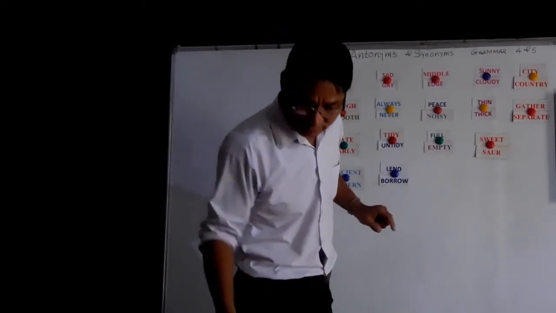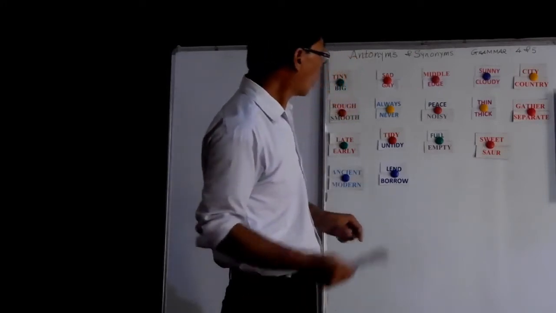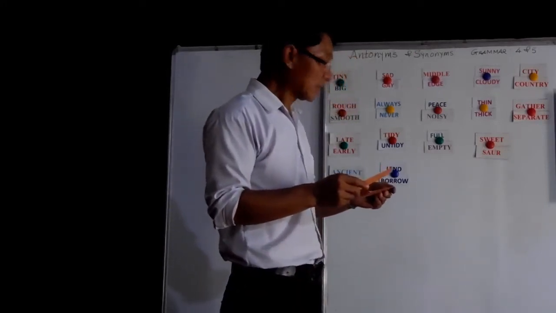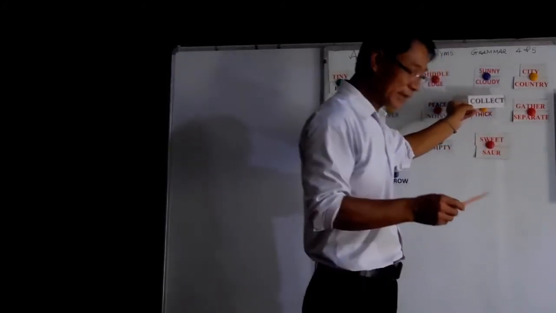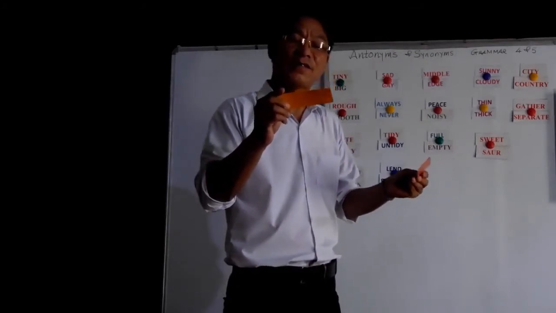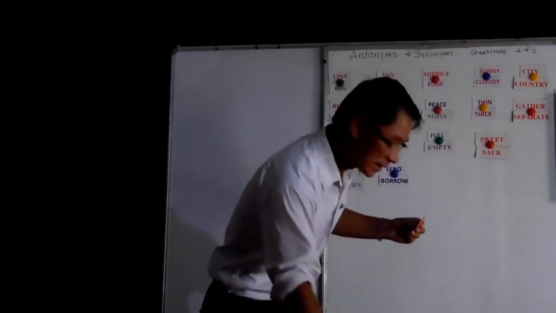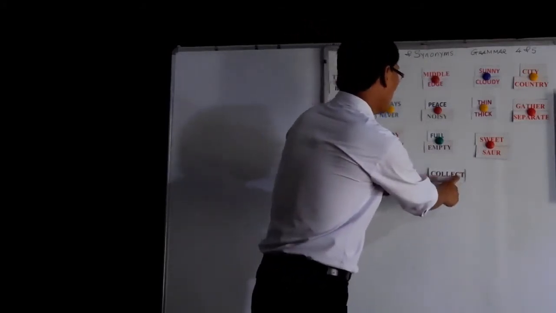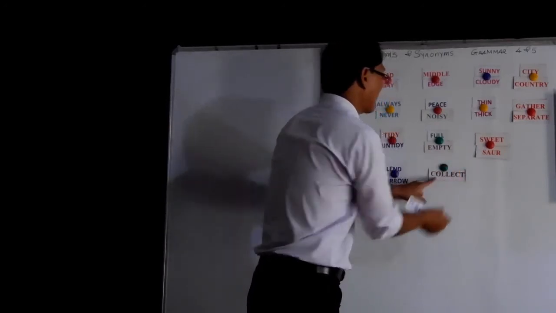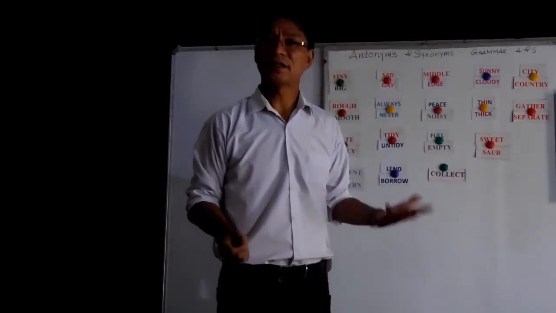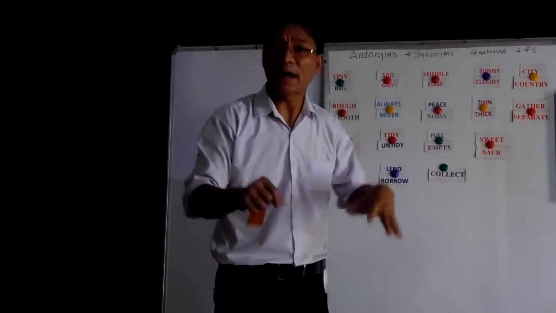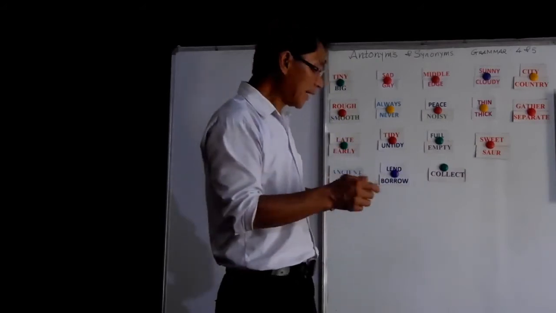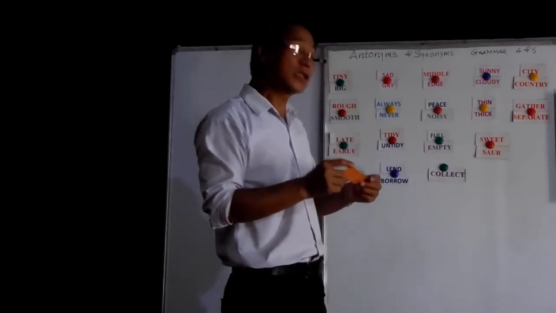Okay, next one is collect. This one is almost the same here. Gather means collect. But the antonym is a little bit different. So collect, the spelling is C-O-L-L-E-C-T, collect. Simple meaning, jama garnu. Now what is the opposite of collect?